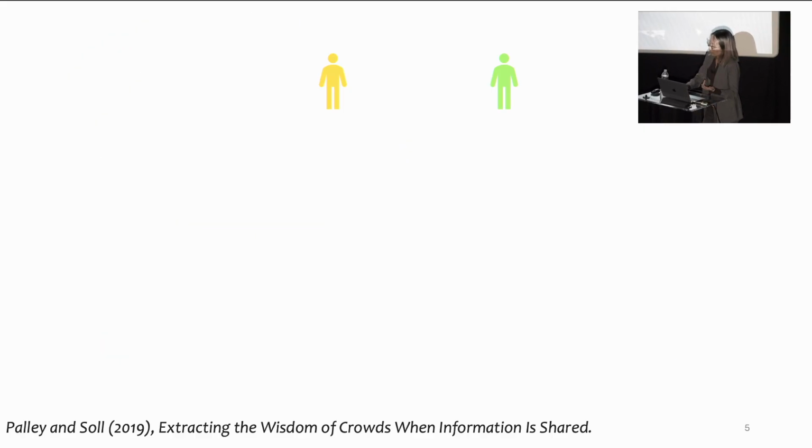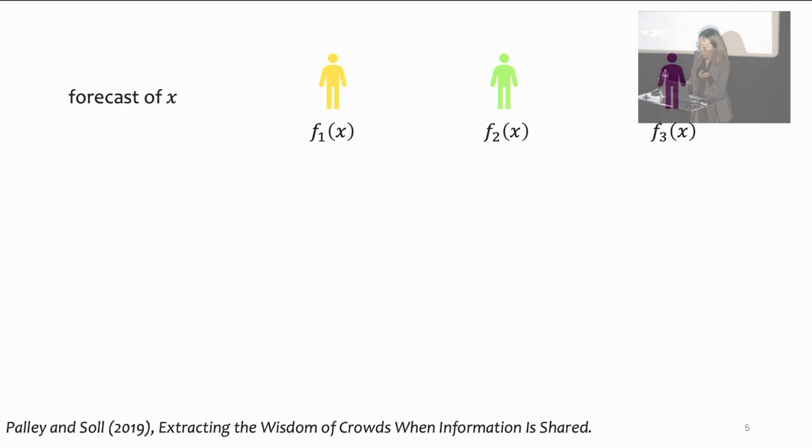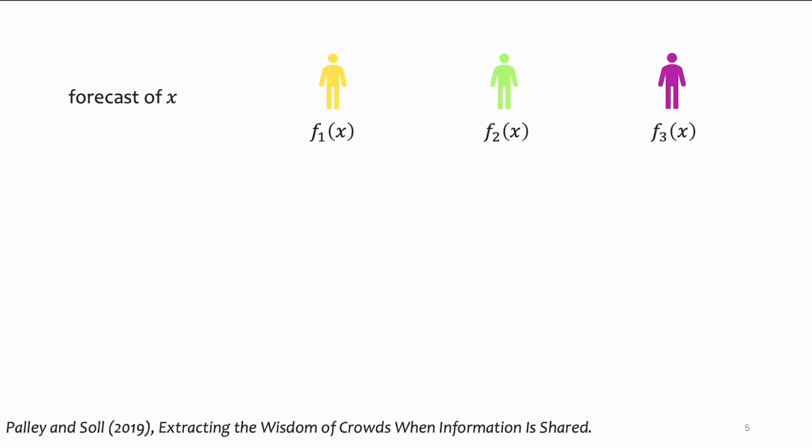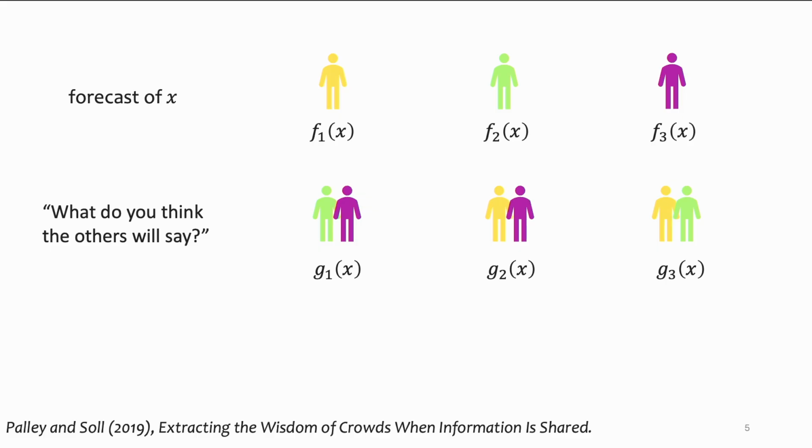Their move was clever. This is what you normally ask. Each forecaster's estimate of some quantity X, that's F1, 2, and 3. But it also asked a second question. What do you think the others will say about that quantity? That's G1, 2, and 3.